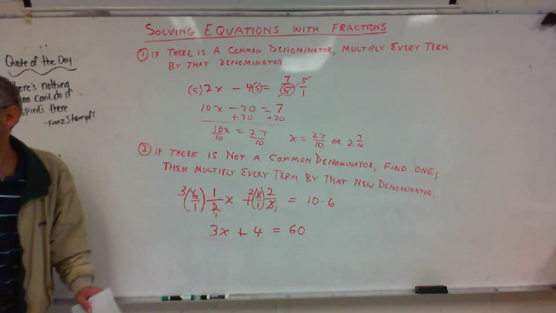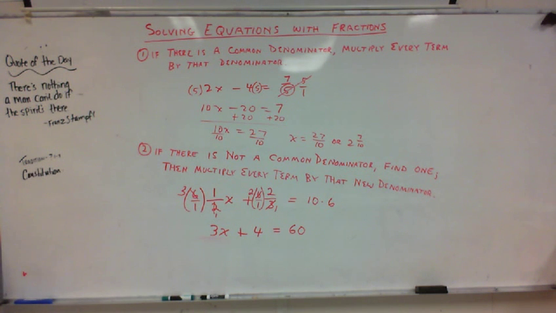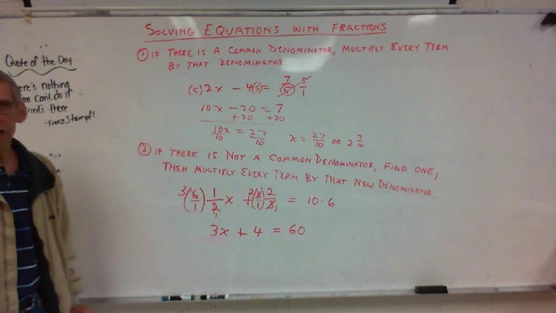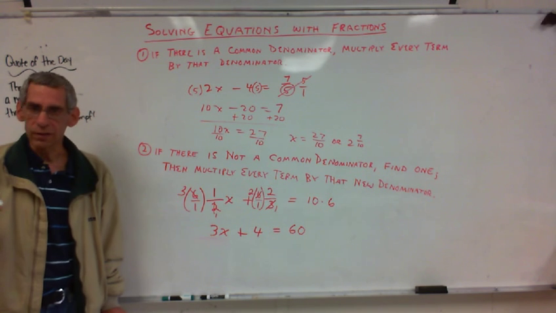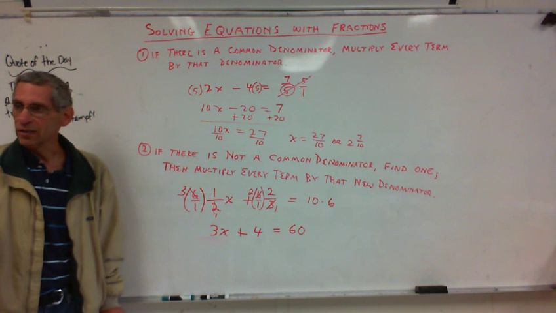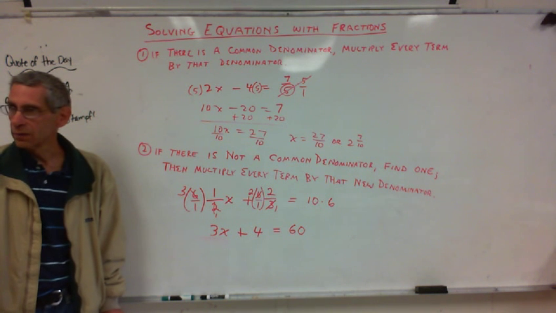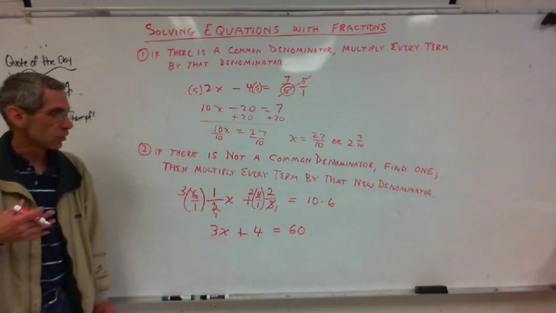In one move, I got rid of my fractions. One move. It is brilliant. This is such a great trick. I'm not multiplying times the reciprocal. You see the difference, right? I'm multiplying just by that denominator. So make sure this is in your notes, okay?